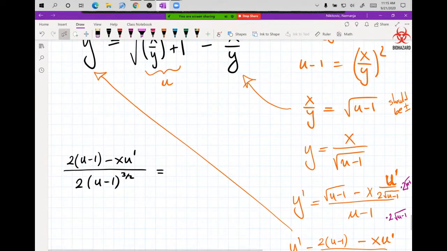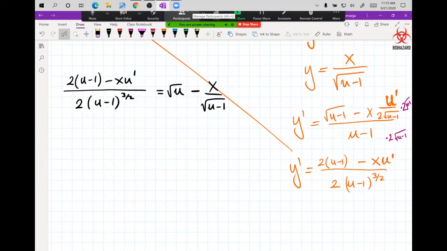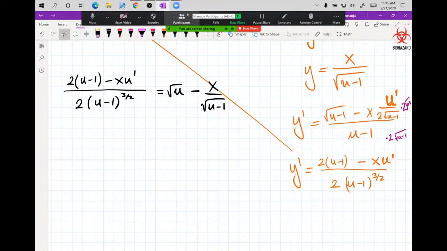On the right hand side we have a square root of u minus x over root u minus 1. There we go. Nice. This is one spicy problem.